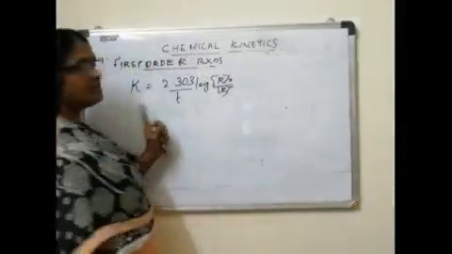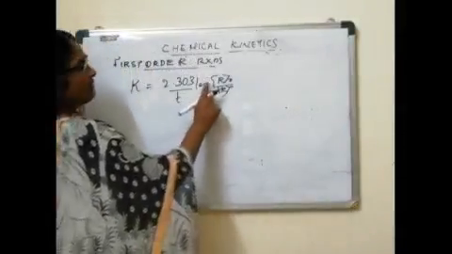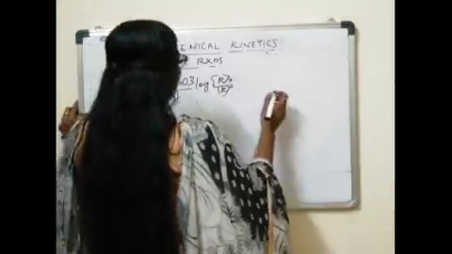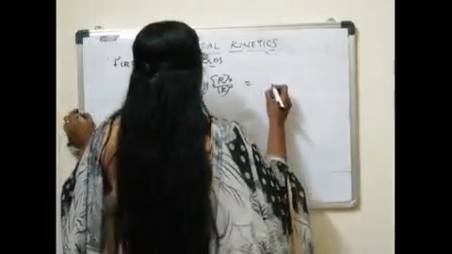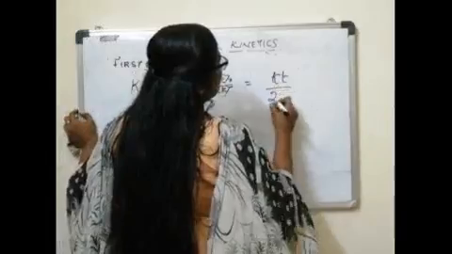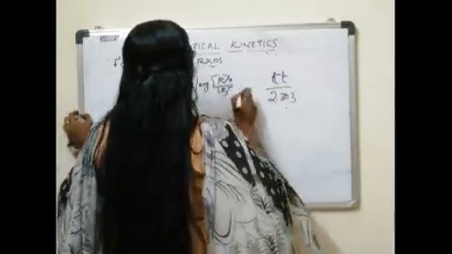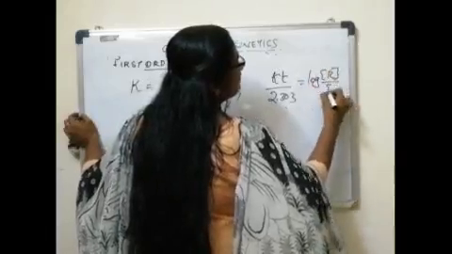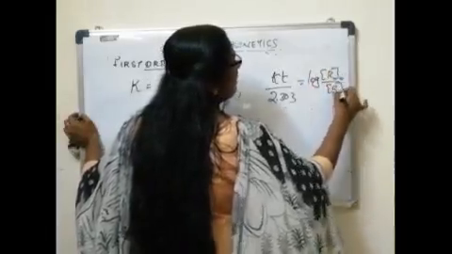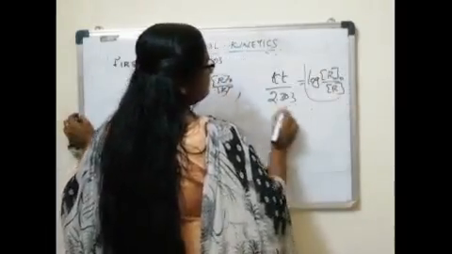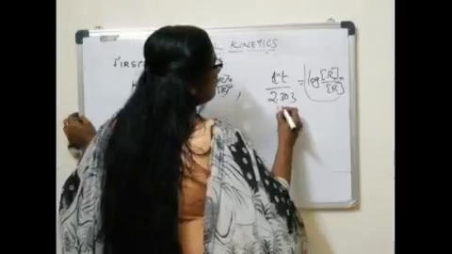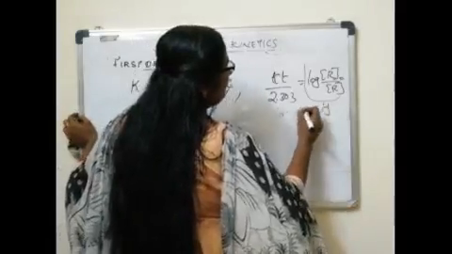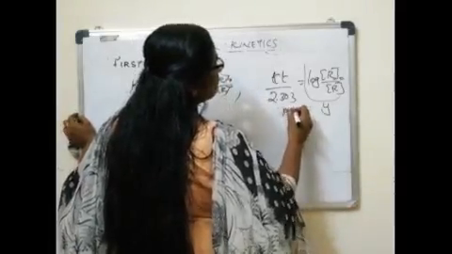that is this relation, k is equal to 2.303 by t log R0 by R, or we can again rearrange it as kt divided by 2.303 equal to log R0 by R. This is another equation of the form y is equal to mx plus c.